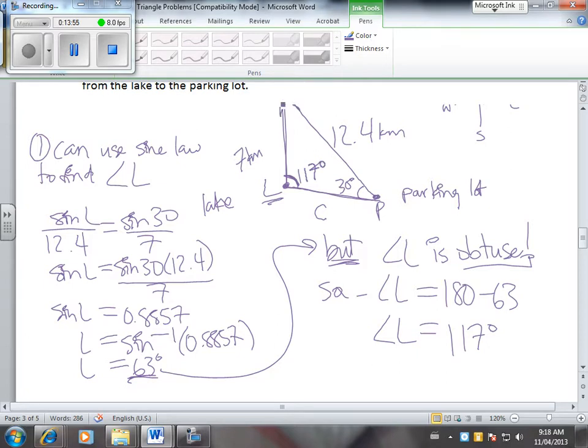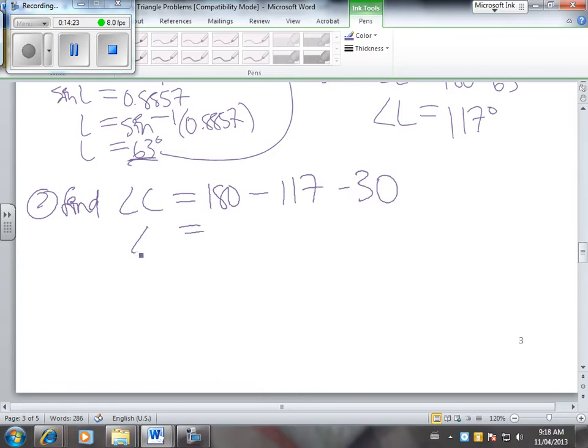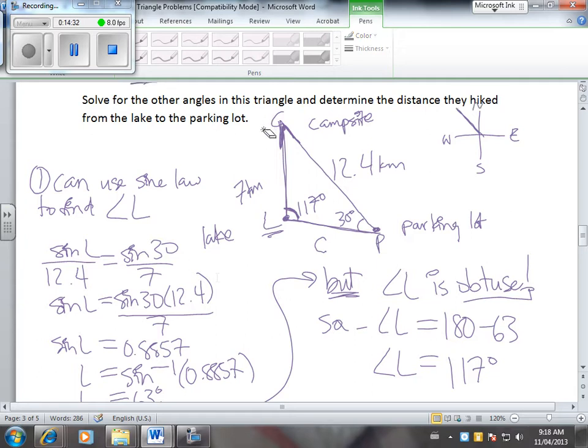So now that we have those angles, and up here is C. Okay, so up there, angle C. We can find angle C using our rule that interior angles in a triangle sum to 180 degrees. So angle C equals 180 minus 117, which we just calculated, minus 30, which we were given. So angle C is 33 degrees.